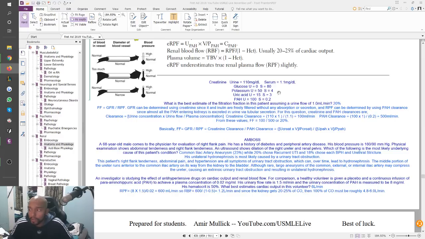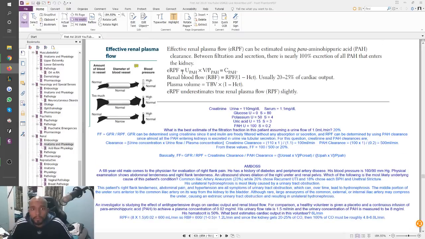We did two questions. We did this question up here, which was just a straightforward question asking about the best estimate of the filtration fraction, right? And the best estimate came out to about 20%, but it required us to combine the two equations, right? Combine GFR clearance, renal plasma flow clearance, and then take their ratio to get the filtration fraction, right?